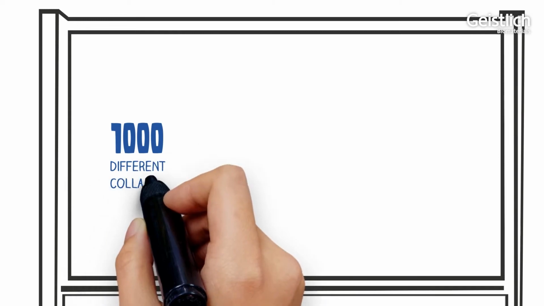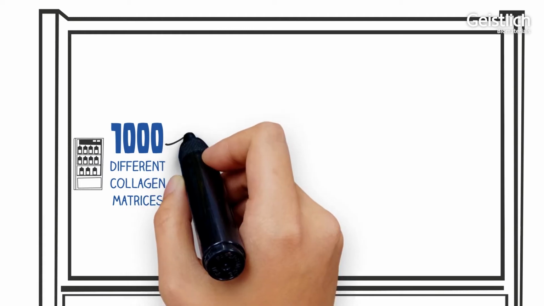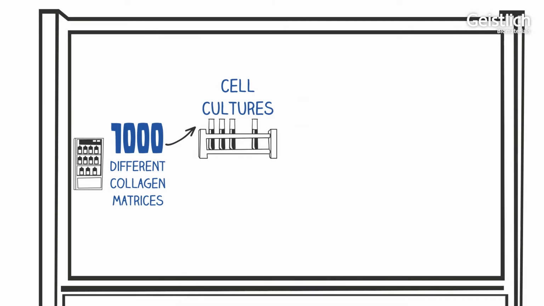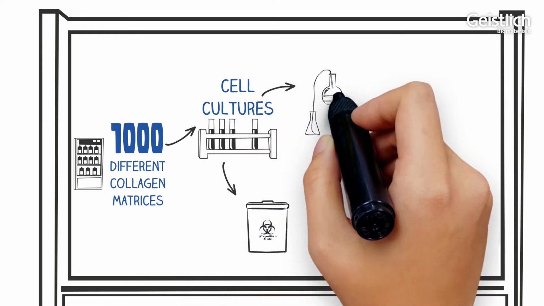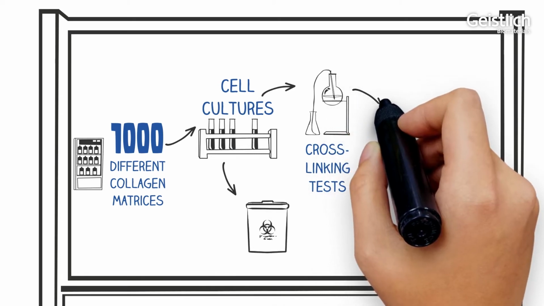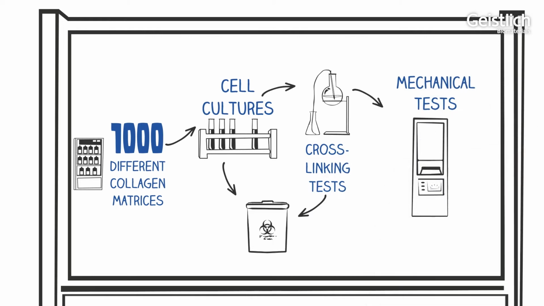Collagen cross-linking techniques were examined, and early prototypes, over 1,000 collagen matrices in total, were used to culture human gingival fibroblasts and were analyzed for their ability to provide the best environment for cell proliferation. Prototypes that met these requirements underwent chemical cross-linking tests in order to identify the most optimal balance between mechanical strength and biocompatibility.